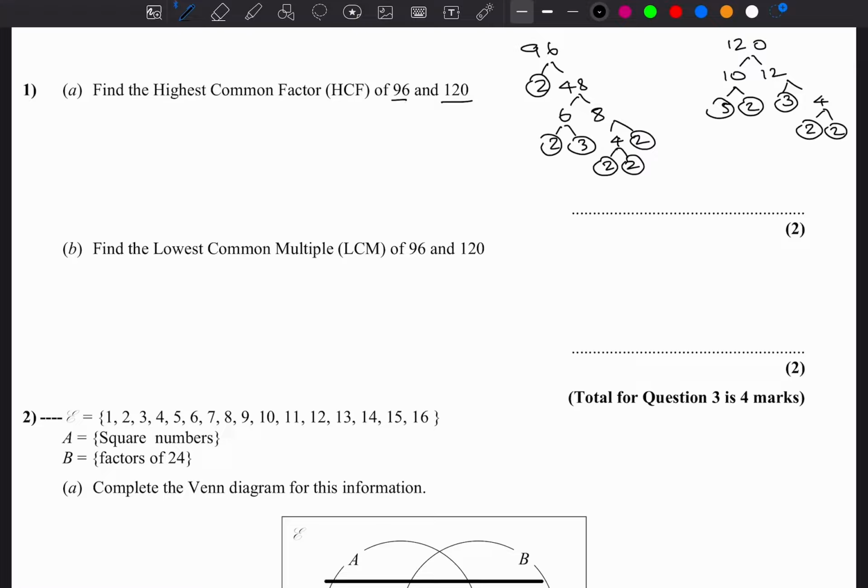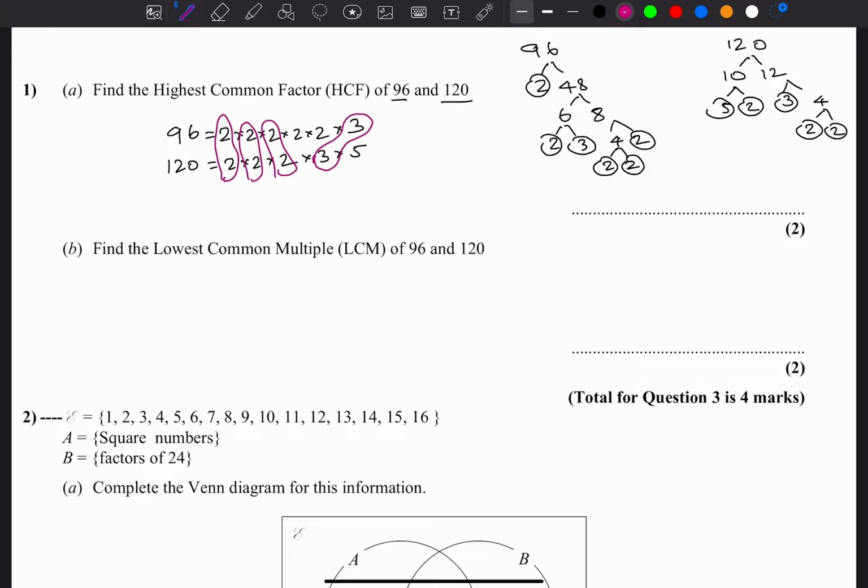So 96 we can write as how many 2's? 1 2 3 4 5. 2 times 2 times 2 times 2 times 2, that's 5 of them, and then times by 3. Okay, 120 we can write as, how many 2's do we have? 1 2 3. 2 times 2 times 2, we've got 3, and then times 3 times 5. So here 2 2 2, this 3 and this 3 can go.